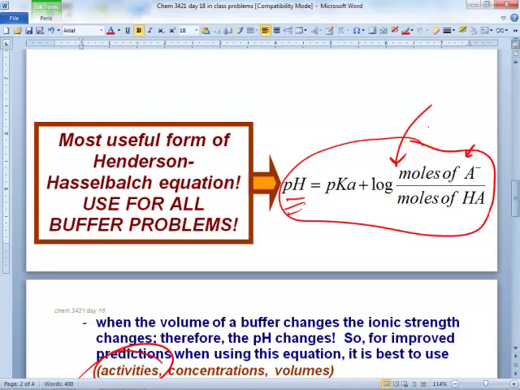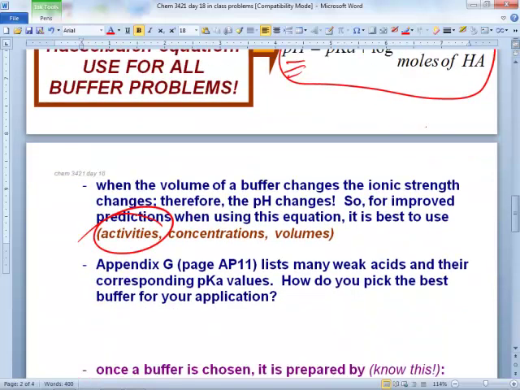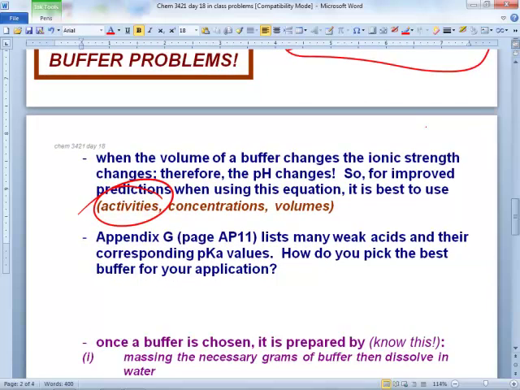What's the log of 1? 0. So pH equals pKa. When you're right in the middle, that is the answer to this question.